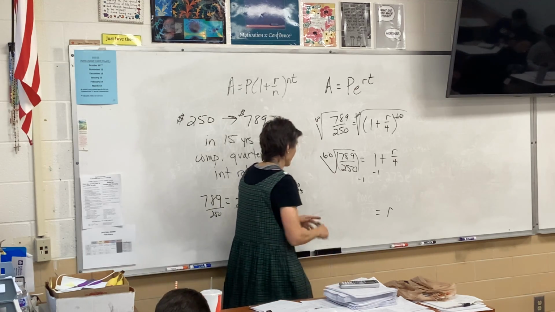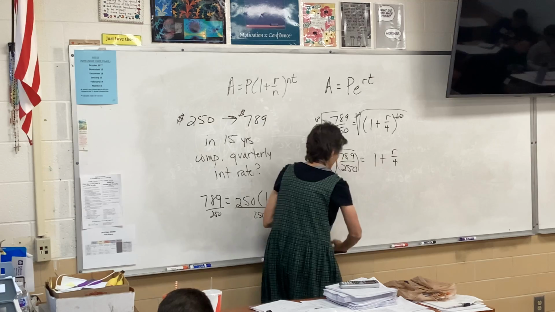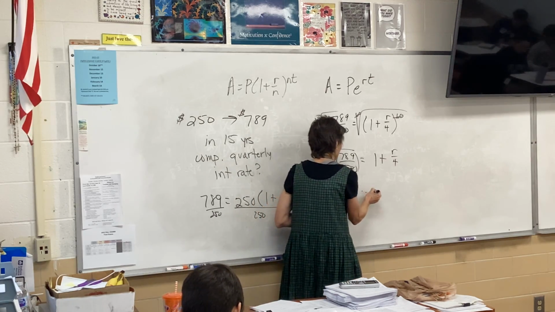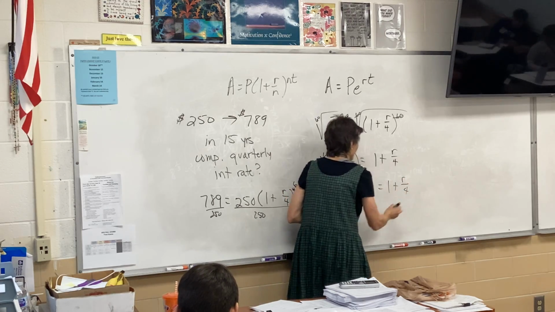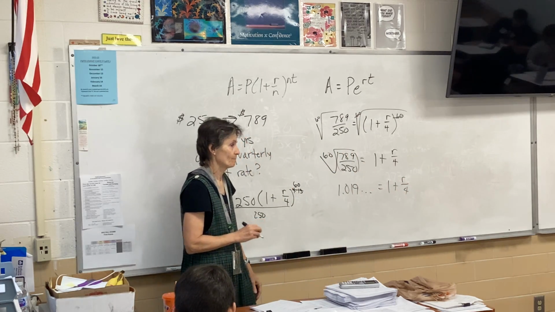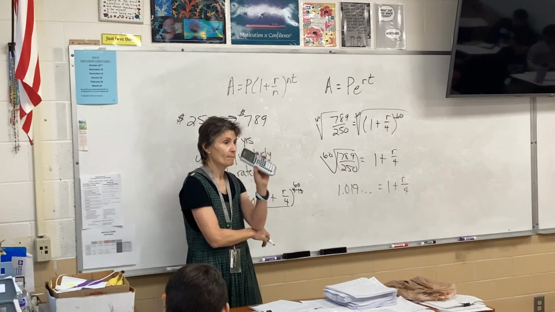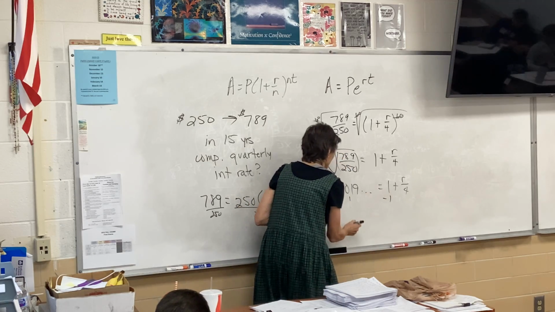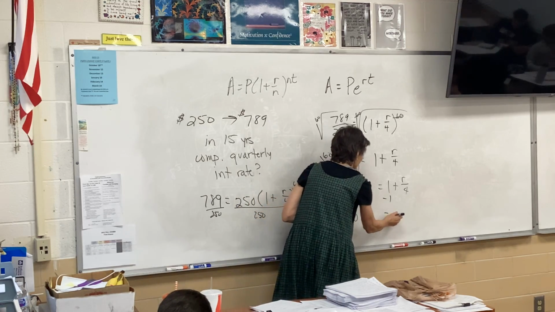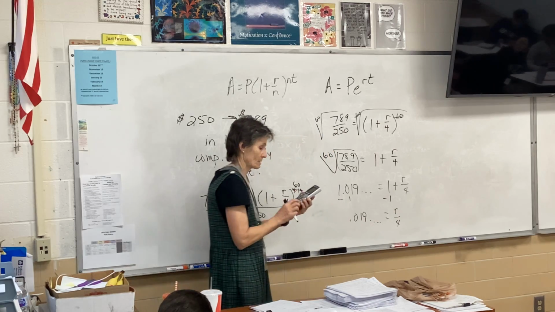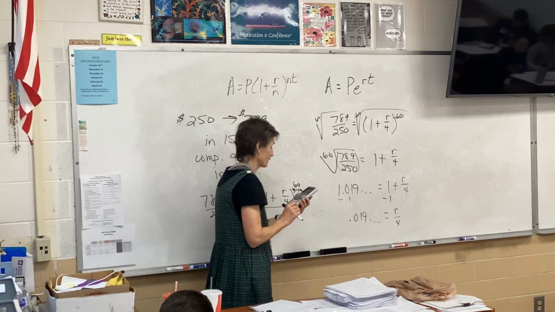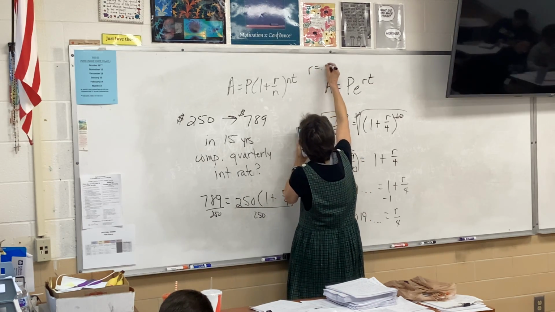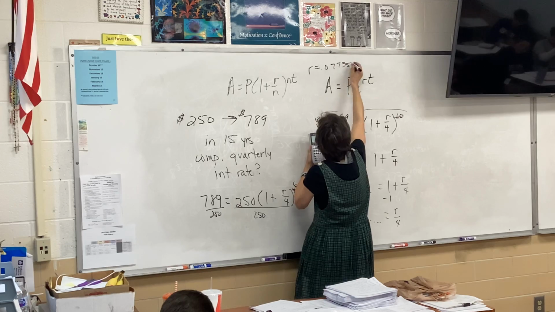So this number right here is 1.019, I'm not rounding it off. I'm just putting it there for my reference. My job is to solve for R. So I'll just take that number on my calculator and minus 1. So now I have 0.019 of that equals R over 4, times by 4. And that interest rate, my calculator says 0.077358.